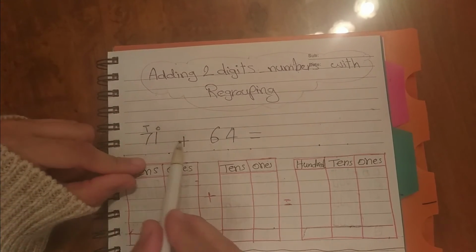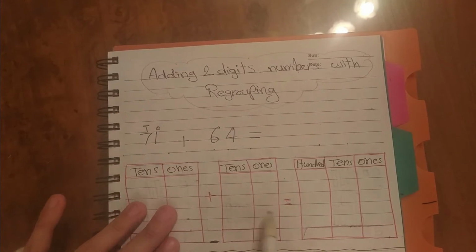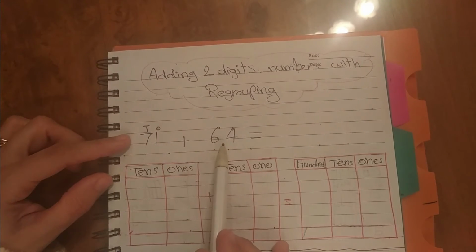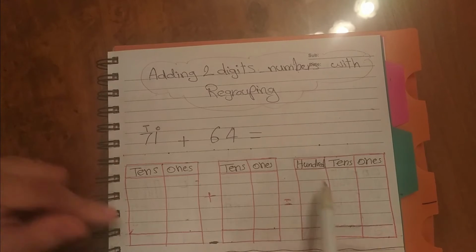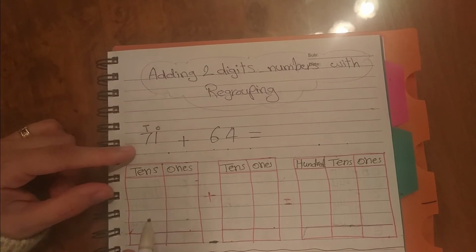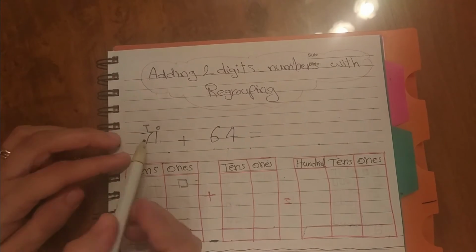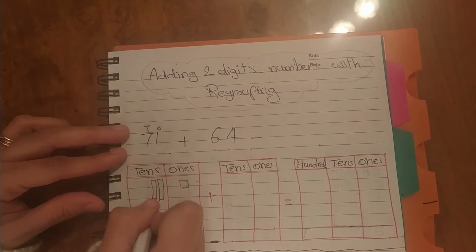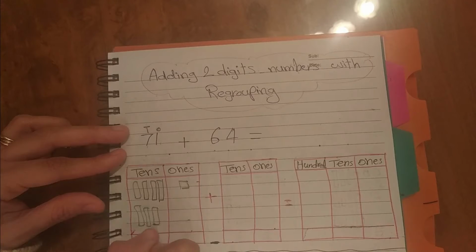Adding 2-digit numbers with regrouping. I have here 71 plus 64. I will draw one mat for each addend as we said, and for the answer I will need one more place because they are big numbers. So I will draw one mat with 3 places: ones, tens and hundreds. The first addend is 71. It will be represented by one small square for the 1 one and 7 bars for the 7 tens. So here I will draw 7 bars: 1, 2, 3, 4, 5, 6, and 7.